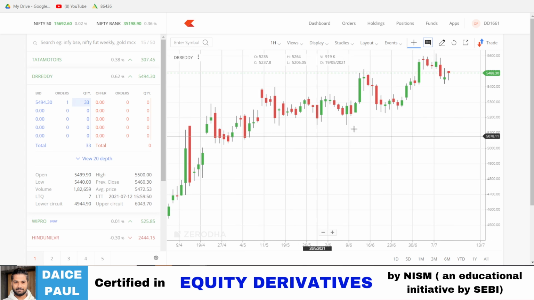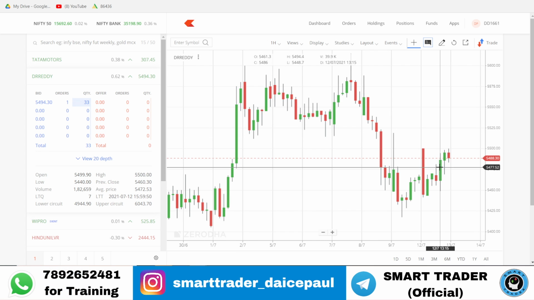Some traders trade on different time frames. If you want to know what the high of this 1 hour is, if I keep the cursor here, you'll get to know. The high is how much? 5494.4. So this will help you to understand.